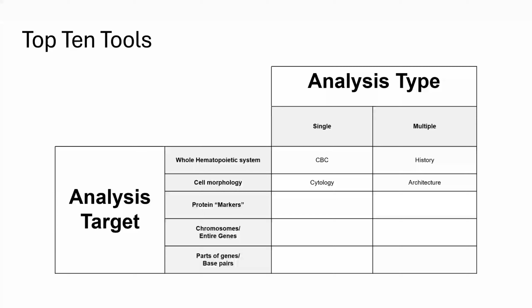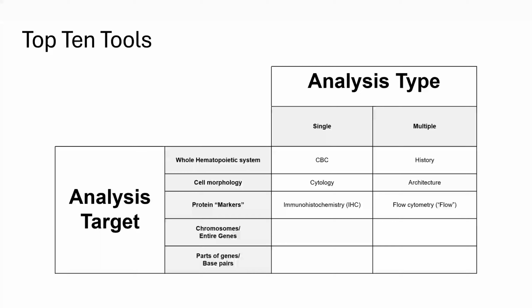Moving down, we can look at the protein markers within the cell or on the cell. If we do it one at a time, we'll call that immunohistochemistry, where we can use different markers such as CD20, CD3, CD10 to look at one cell and one marker. If we look at multiple markers at the same time, a technique that we can use is flow cytometry, where we look at multiple markers within the same cell. And we look at multiple markers with multiple cells.